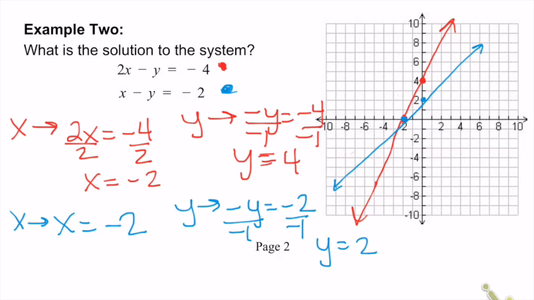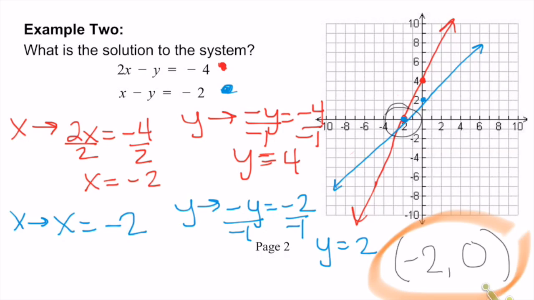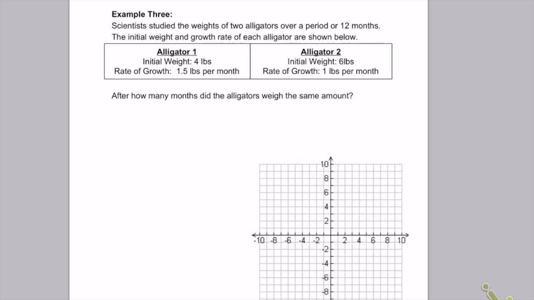Perfect. I missed it a little bit, but we can still see that our solution is right there. That's where those two lines cross. And that solution is -2, 0. So the solution to the system is -2, 0.